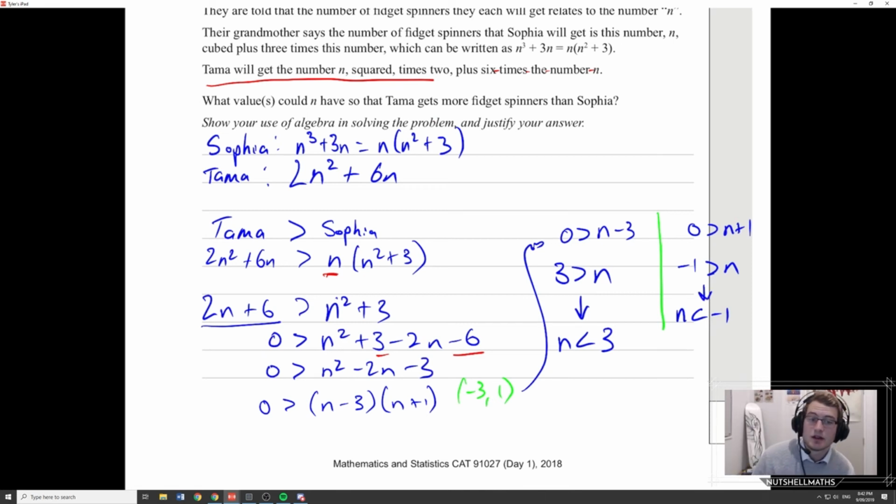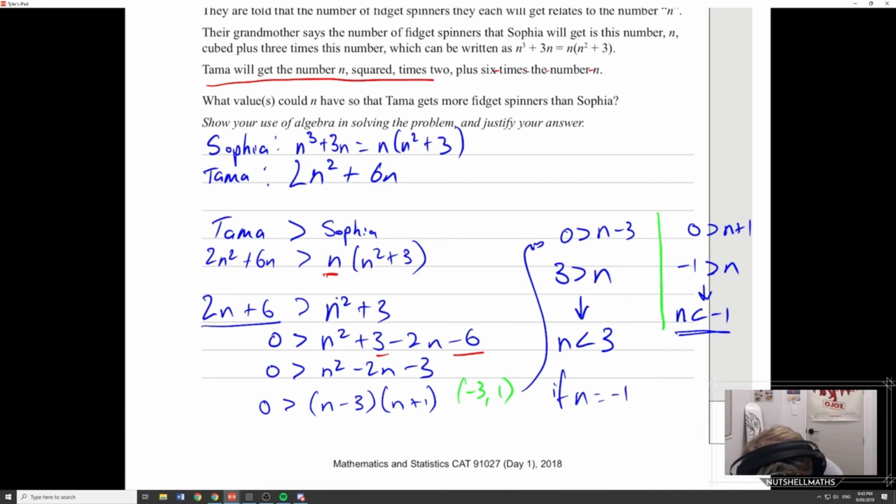Okay? Now, there's one last reality check you have to do. You do a reality check of, I've got two answers. Am I sure both of these make sense? I'm saying it needs to be less than 3, but also less than -1, which is actually less than 3 anyway. But let's have a look. If n is -1, can that happen? Well, let's have a look.